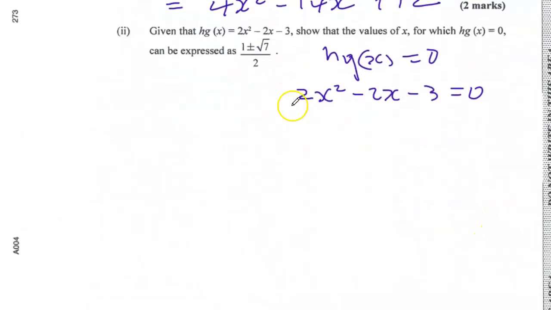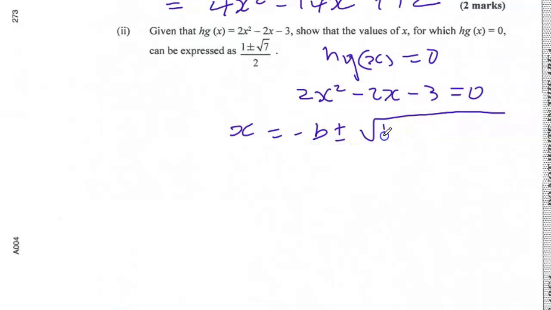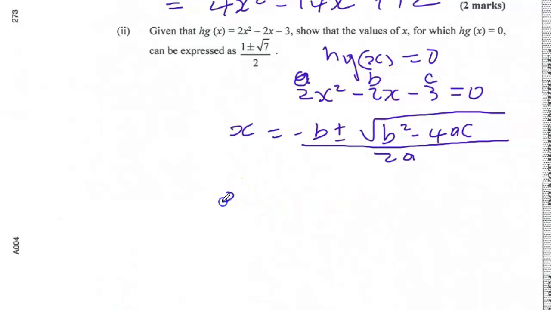So the quadratic formula says x equals minus b plus or minus the square root of b squared minus 4ac, all upon 2a. Remember, a represents the coefficient of x squared, which is 2. b represents the coefficient of x, which is minus 2. And c, the constant, is negative 3. So we're going to plug these into the formula.